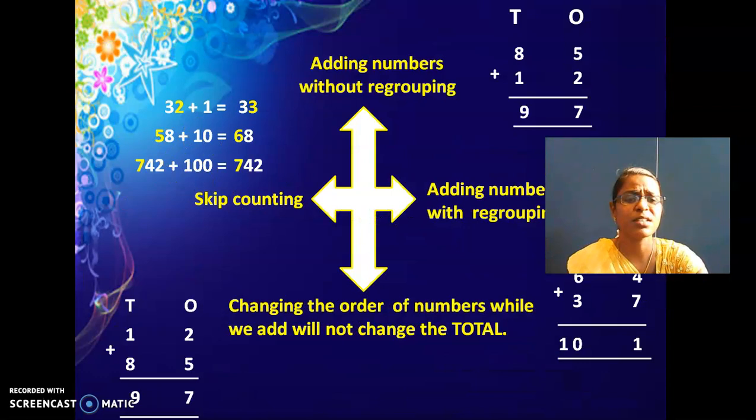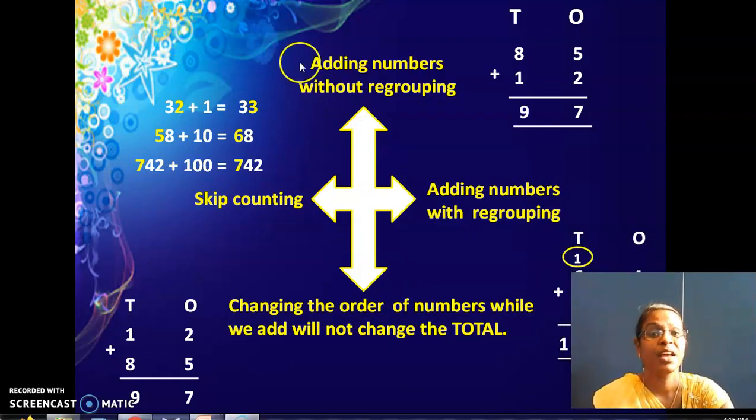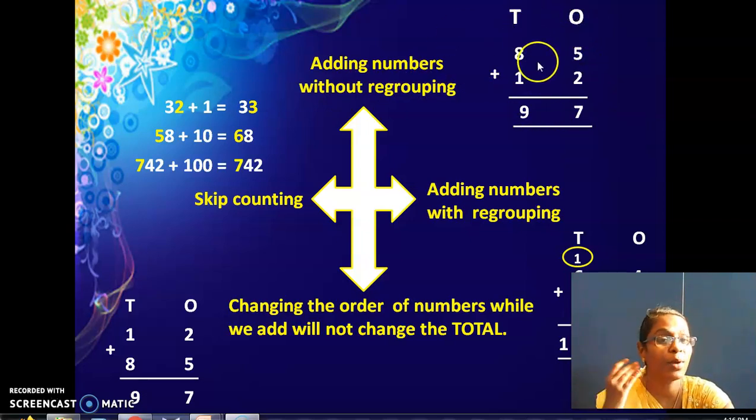Yes? So what are all the methods we have learned for the addition? Yeah, adding numbers without regrouping. You have learned only for the two-digit number. For a two-digit number, what are the places? Ones and tens. So first we were learning with adding numbers without regrouping. Here I have given you the example. Can you see here? Ones and tens. I have given the values.